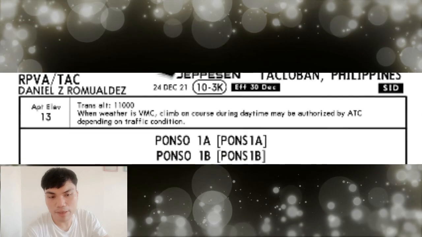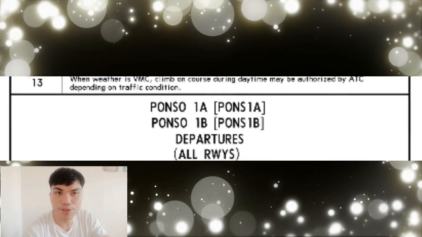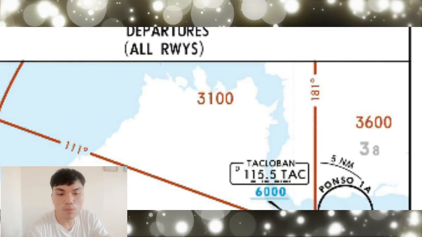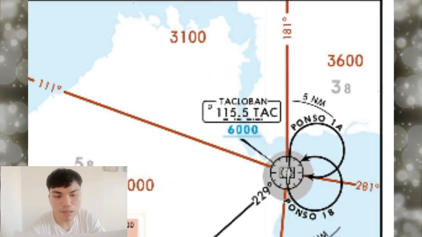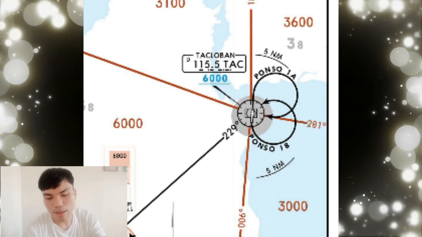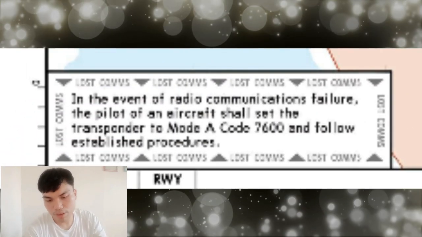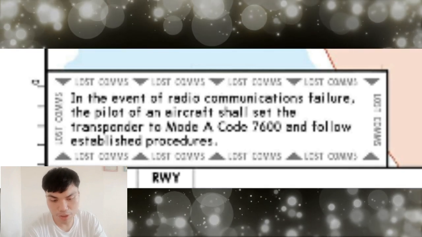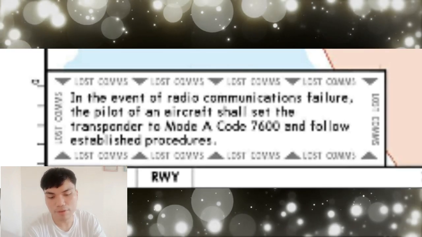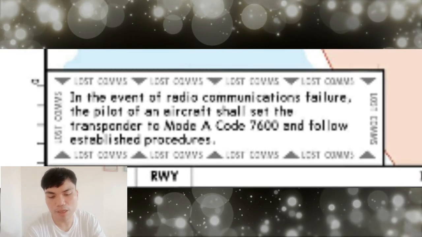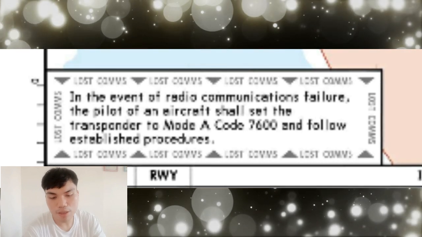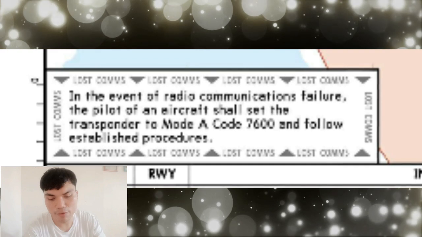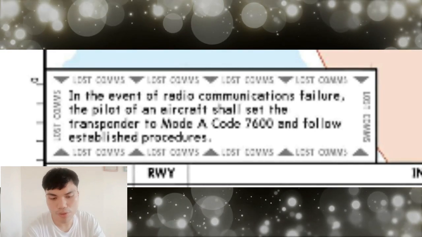Ponso 1 Alpha, Ponso 1 Bravo departures. VOR frequency 115.5 Tacloban. In case of lost communication, in the event of radio communications failure, the pilot of an aircraft shall set the transponder to mode Alpha, code 7600, and follow established procedures.